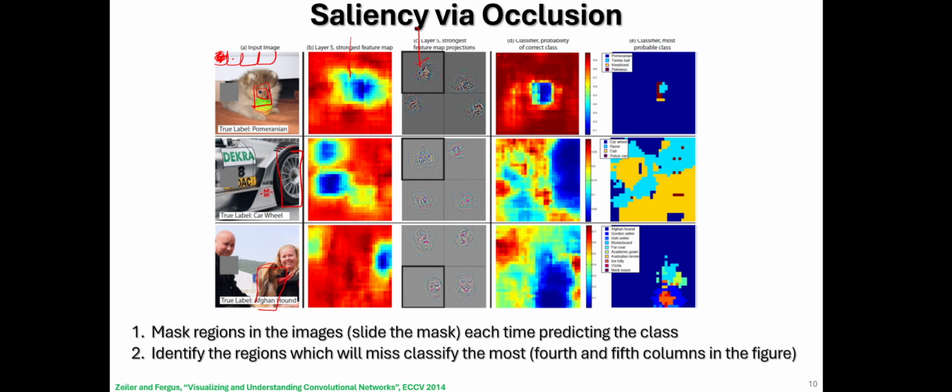If I mask this region out, which is exactly this, then this ball is there, so it may be predicting the entire thing as tennis ball. What you see is that outside this region, wherever you put the mask in the image, it is still going to predict Pomeranian.